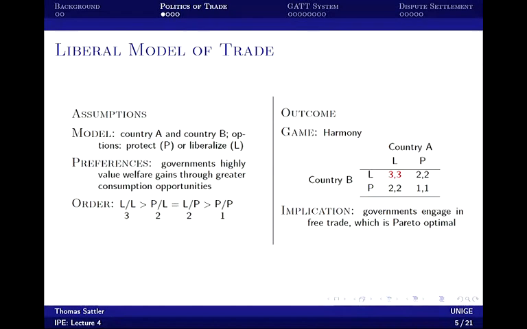The implication is that the prediction of this game is that governments engage in free trade because it's the best outcome that they can produce. And this is actually Pareto optimal. Nobody can be better off by moving somewhere else.